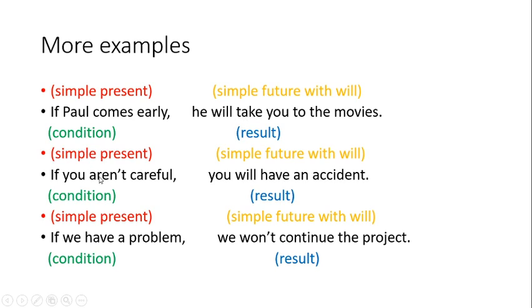Okay, so in this sentence the condition is positive and the result is positive. We can have, right, the condition as a negative sentence in the present. For example, in this one I'm using the verb to be in negative form and the result is positive. So if you aren't careful, you will have an accident. So the condition can be negative and the result can be positive. Or the other way around. The condition can be positive as if we have a problem and the result can be negative. So say we won't continue the project.